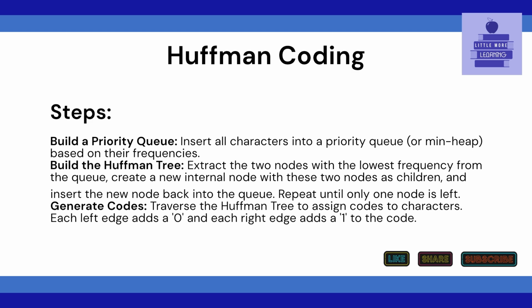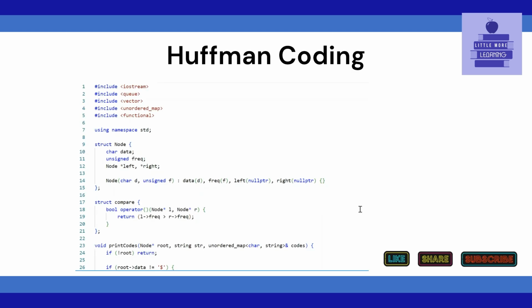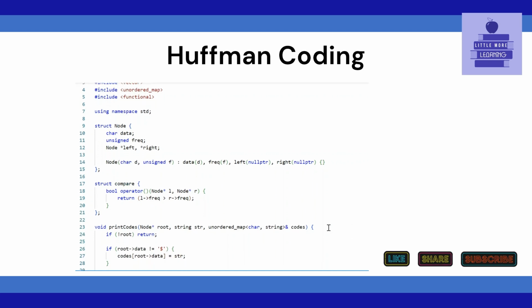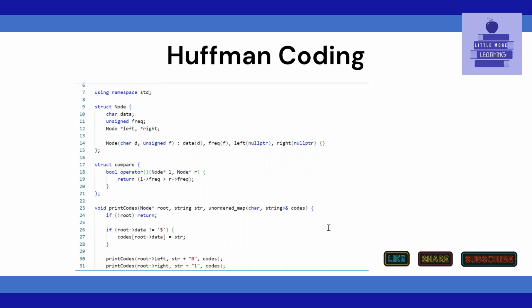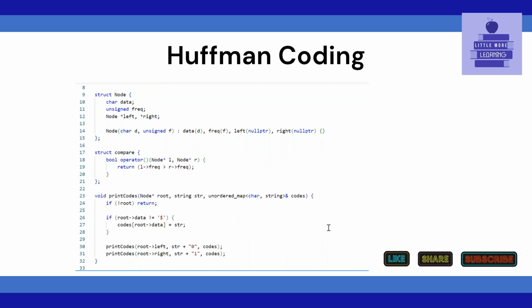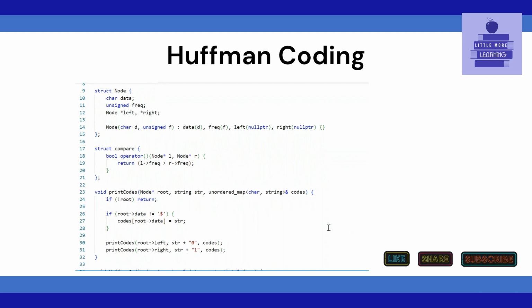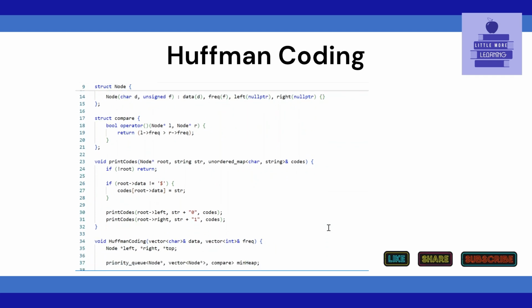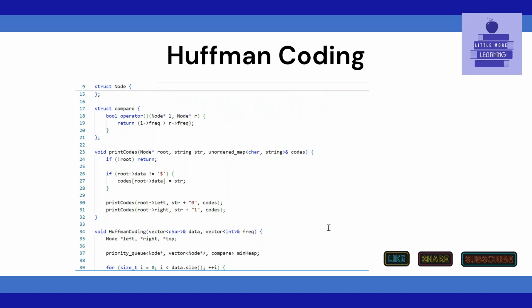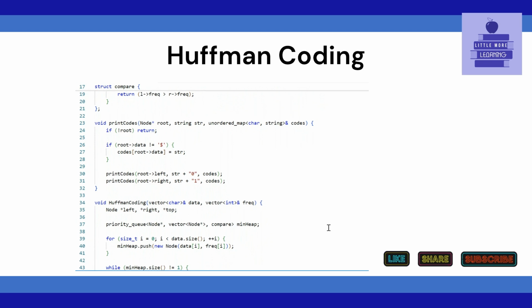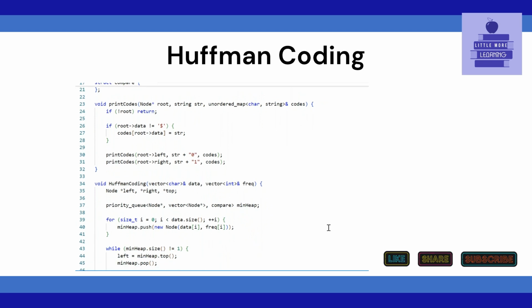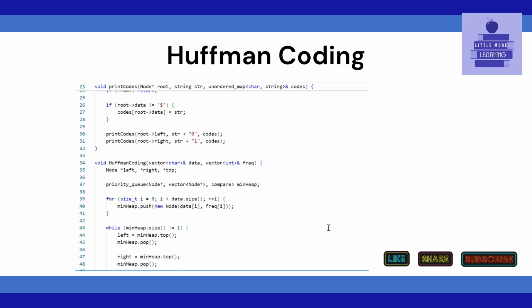Lastly, generate codes. In this code, the node structure defines a tree node with a character, its frequency, and pointers to left and right children. Comparison function: this function tells the priority queue to sort nodes based on their frequency in ascending order, min-heap. Then comes the process of building the min-heap. All characters are inserted into the priority queue with their corresponding frequencies.